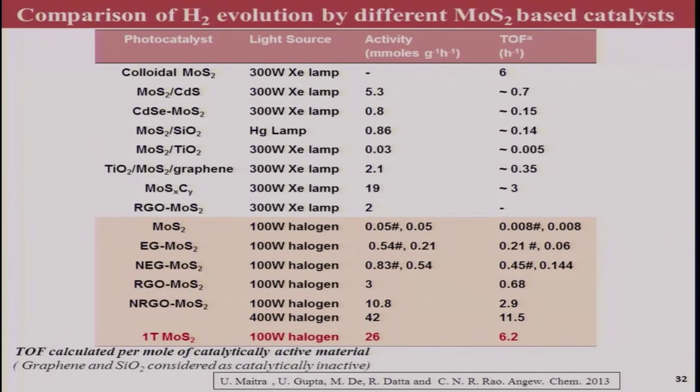In fact, what we show is a comparison of what is known in the literature, what was known to us in terms of MoS2, RGO, composites, and so on, are very, very small activity of hydrogen. And once you go to highly nitrogenated graphene, we got about 10 millimoles. And when you go to 1T-MoS2, the 10 became 26, much larger than any other thing with an ordinary 100-watt lamp. With a 400-watt lamp, it's almost 75. I'm not showing that, just the very ordinary 100-watt lamp.